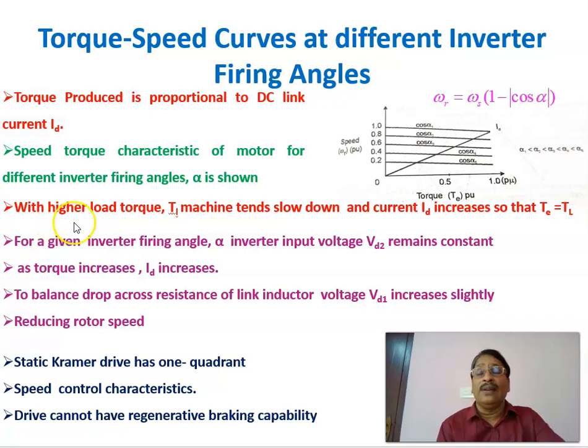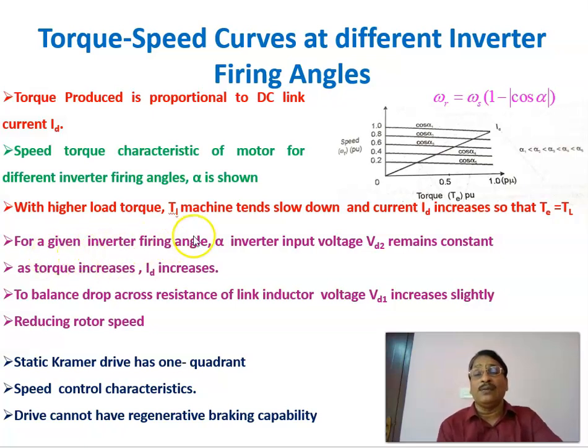Now, when suddenly the load requirement is increasing, with a higher load, what happens? As the load requirement is increasing, the machine speed gets down. As the machine speed gets down, the link current, that is ID, gets increased. As ID increases, the electromagnetic torque developed by the motor increases. Finally, the torque produced by the motor will be equal to the torque demanded by the load, TL. TE is equal to TL. That is what is happening as load changes.